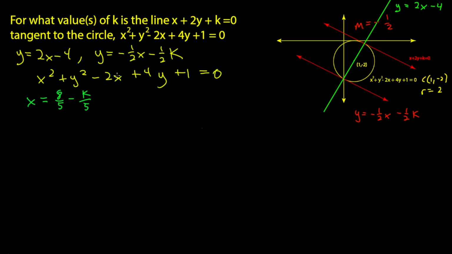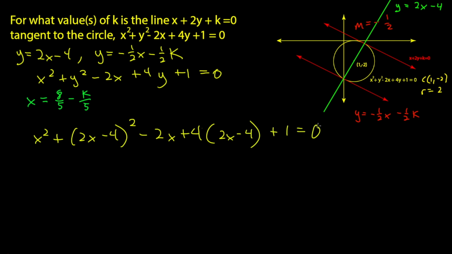However, we still have a y in here. But you'll notice here, this equation is y in terms of x. So we've got x squared plus 2x minus 4, because y is this, squared, minus 2x plus 4 times 2x minus 4 plus 1 equals 0. Now it's all in terms of x. Now for this, we have this in terms of this. So 8 over 5 minus k over 5.